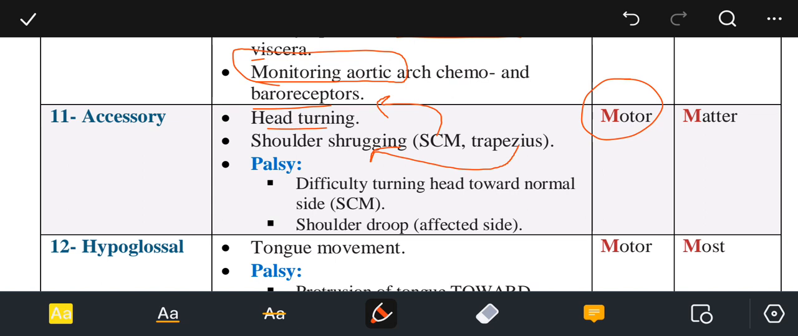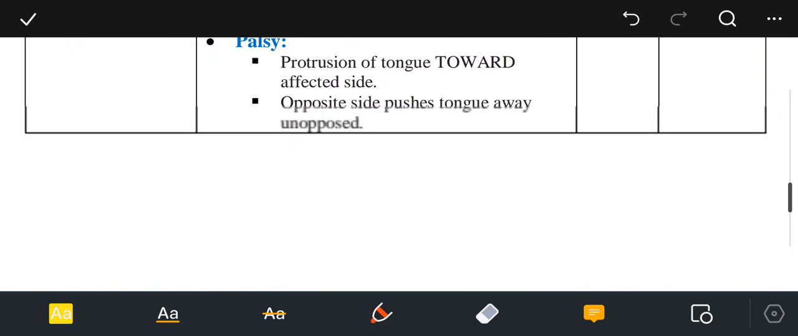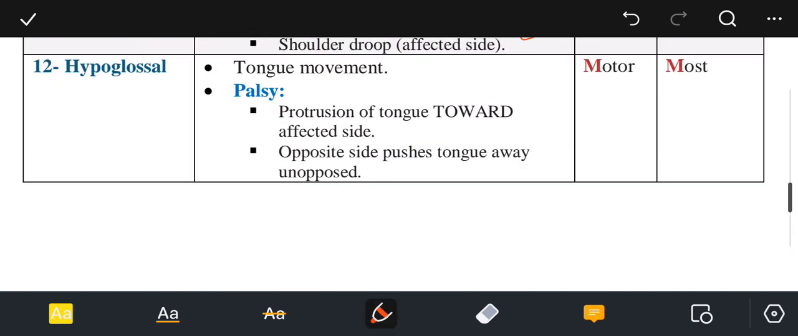The palsy of the accessory cranial nerve will lead to difficulty turning the head towards the normal side, and there will be a shoulder droop on the affected side as well. The hypoglossal nerve is responsible for movements of the tongue. If there is a palsy of the hypoglossal nerve, there will be protrusion of the tongue towards the affected side, and the opposite side pushes the tongue away unopposed.